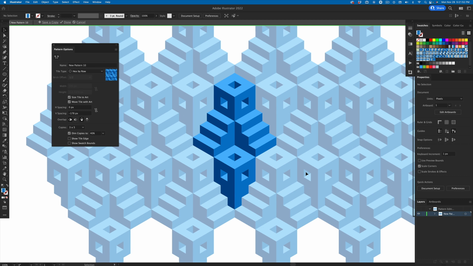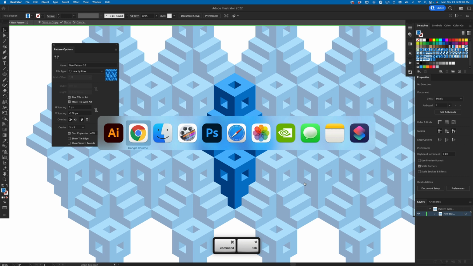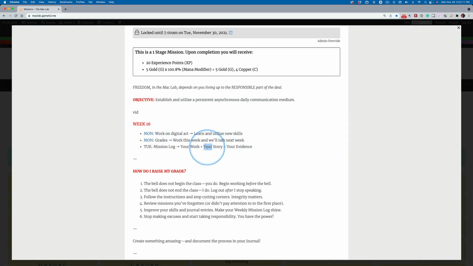Work. Figure out how to put your own puzzle together. And I'm not talking about isometrics. I'm not talking about Illustrator patterns. I'm talking about whatever you're doing in here. How do you buckle down, focus, and make something happen? How do you tell your story? Present your work, because presentation matters to provide your evidence to get the grade you want. It's in the mission log.